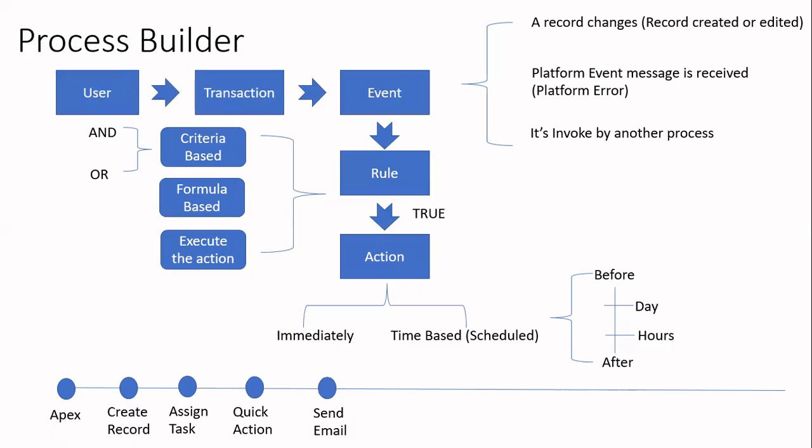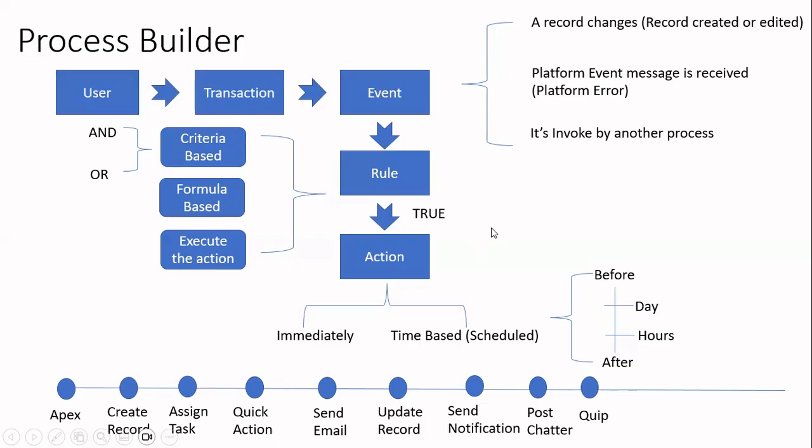Then we have send email. Then we have update records. We can also update a record. Not only update a record, we are also able to create a record. Then we have send a notification. If you want to send a notification to a particular user, then you can perform such an operation under the process builder. Then you have post chatter. If you want to add something into my chatter, then you can also add.